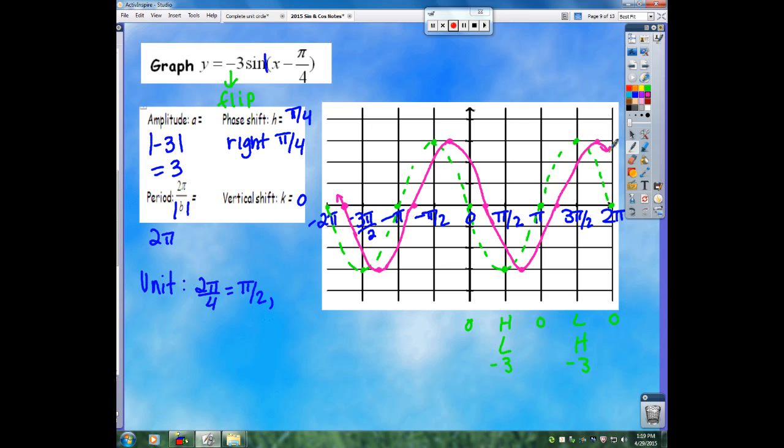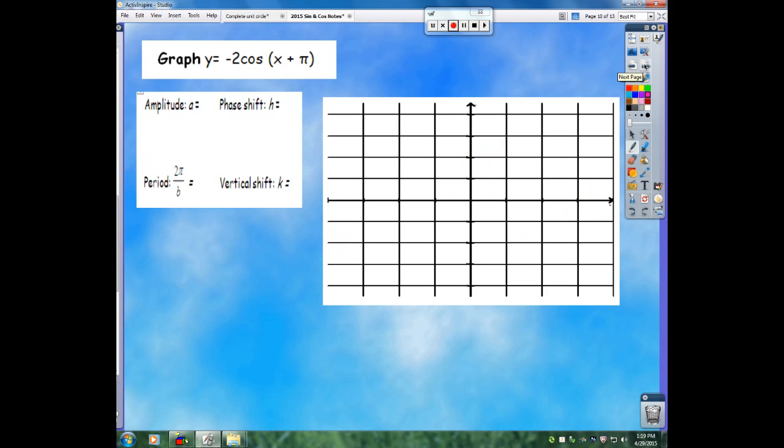All right, let's do a couple cosine graphs. So y equals -2 cosine of quantity x plus pi. All right, my amplitude, I see a negative, so I remind myself that I'm going to flip this thing. But my amplitude is the absolute value of -2, so my amplitude is 2. It has a height of 2. This has a phase shift. Remember this is minus a negative pi, so this thing is going to go left pi.